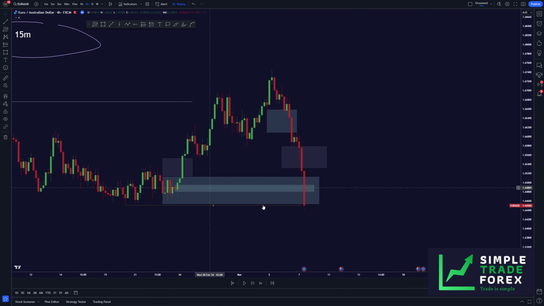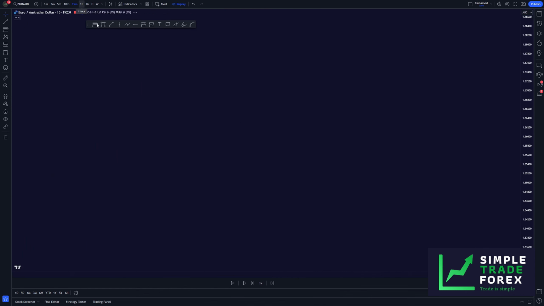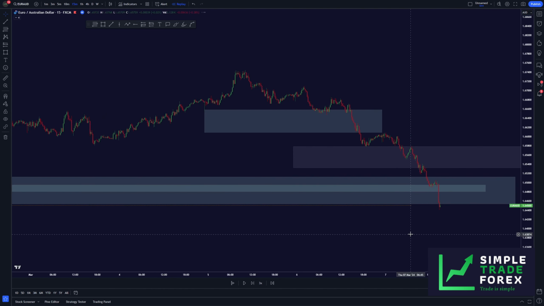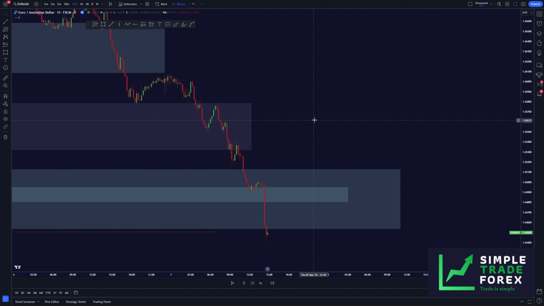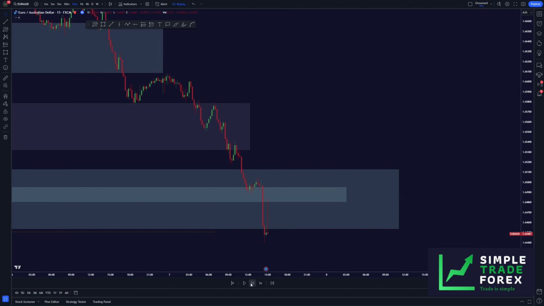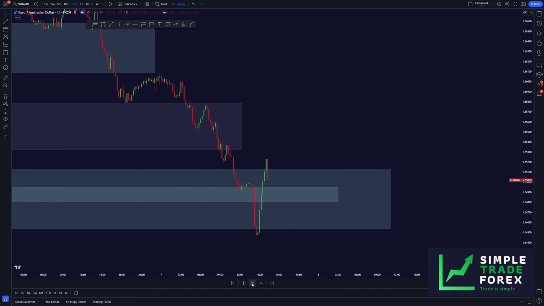So when we have our POI set at that point, then we change to a 15-minute time frame, and just on the 15-minute time frame, we wait for the structure to break to get into position. So in this case, this is it.